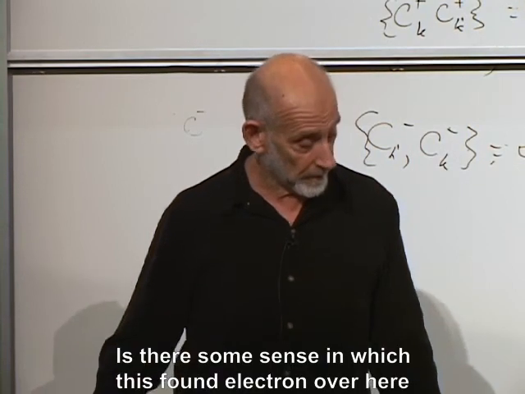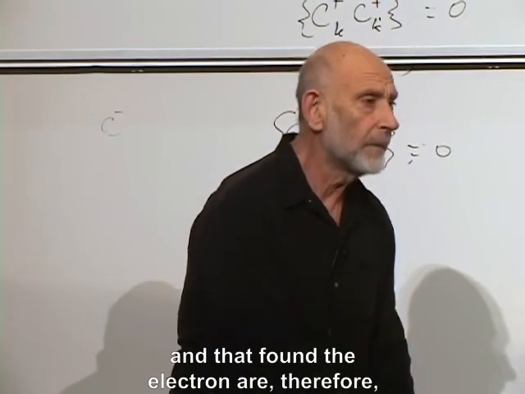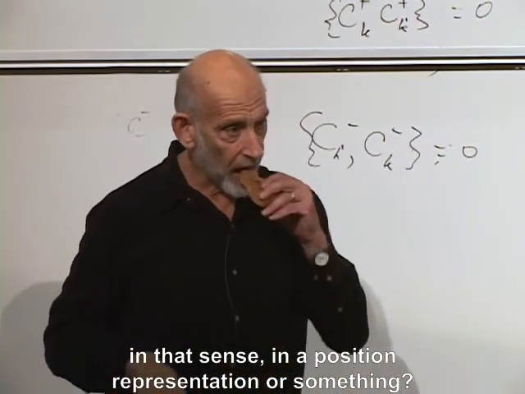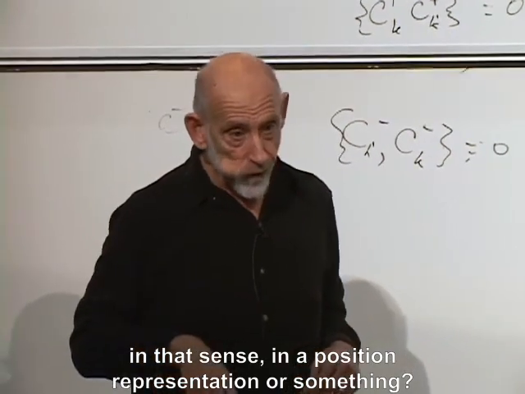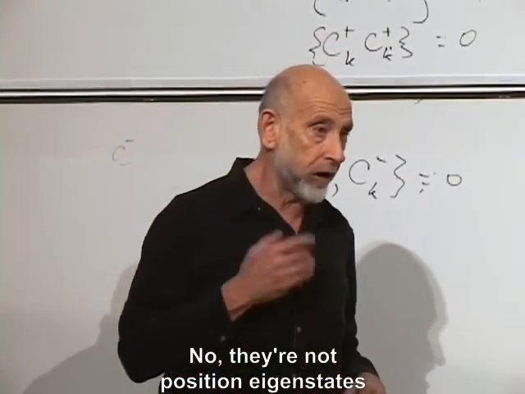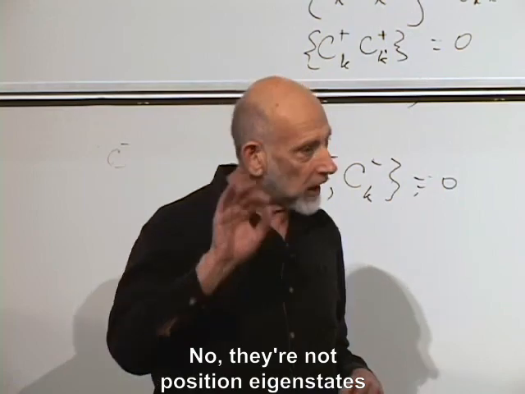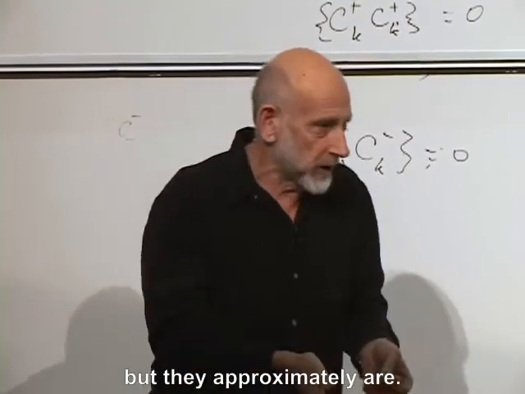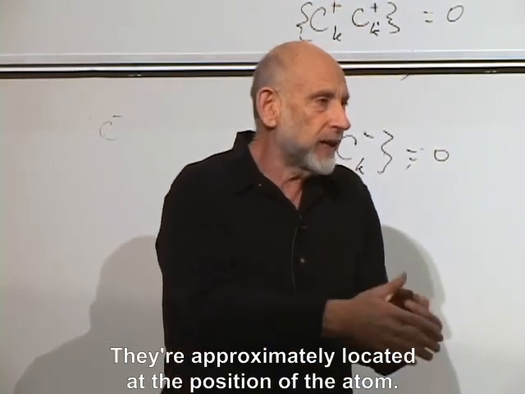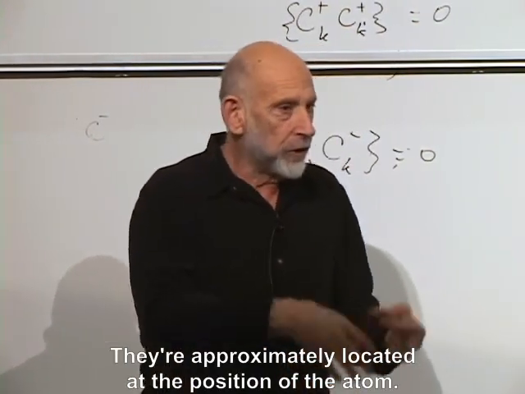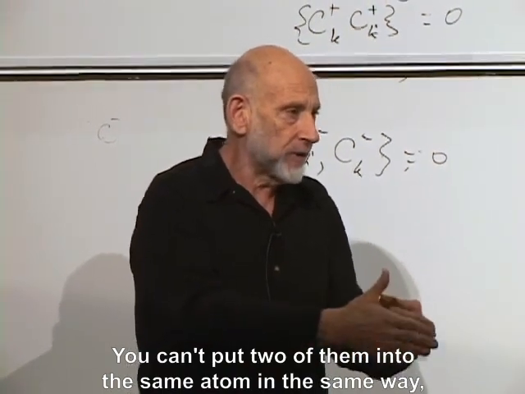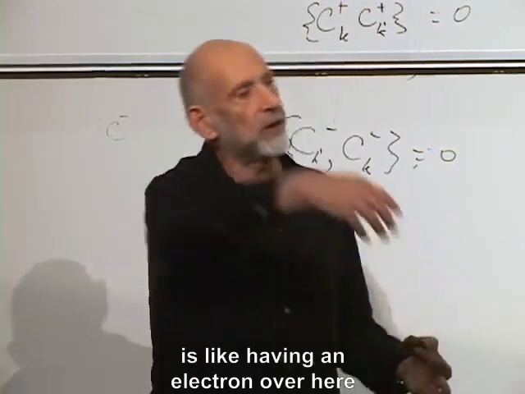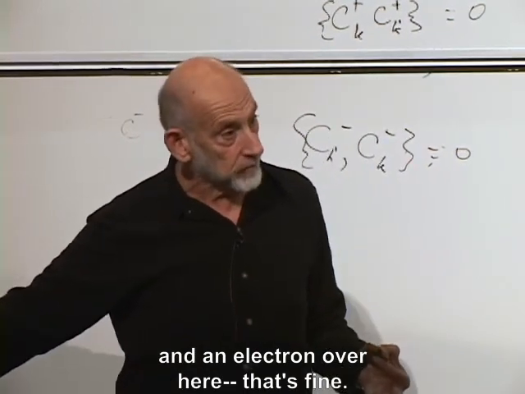Is there some sense in which this bound electron over here and that bound electron are therefore, in that sense, in a position representation or something? Well, they're not at position eigenstates because the wave function isn't that concentrated, but they approximately are. They're approximately located at the position of the atom. You can't put two of them into the same atom in the same way, but you can have two different atoms, which is like having an electron over here and an electron over here. That's fine.